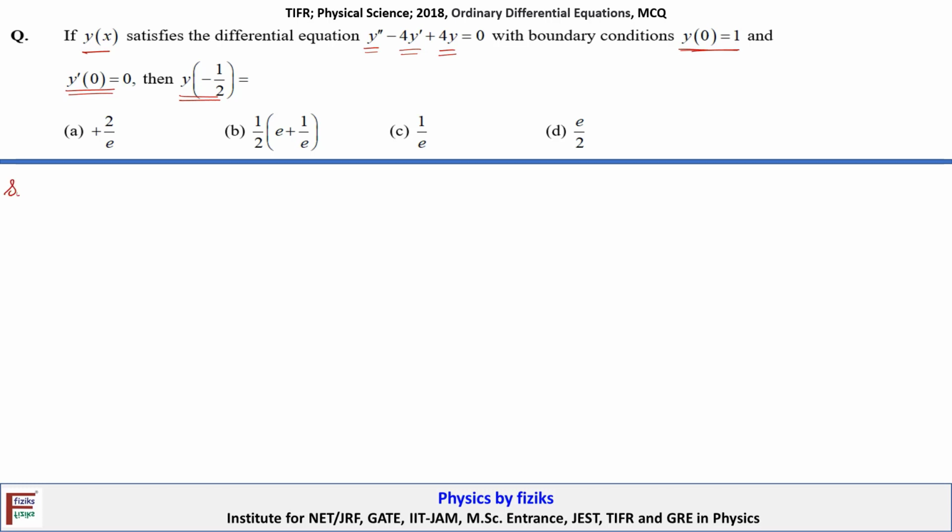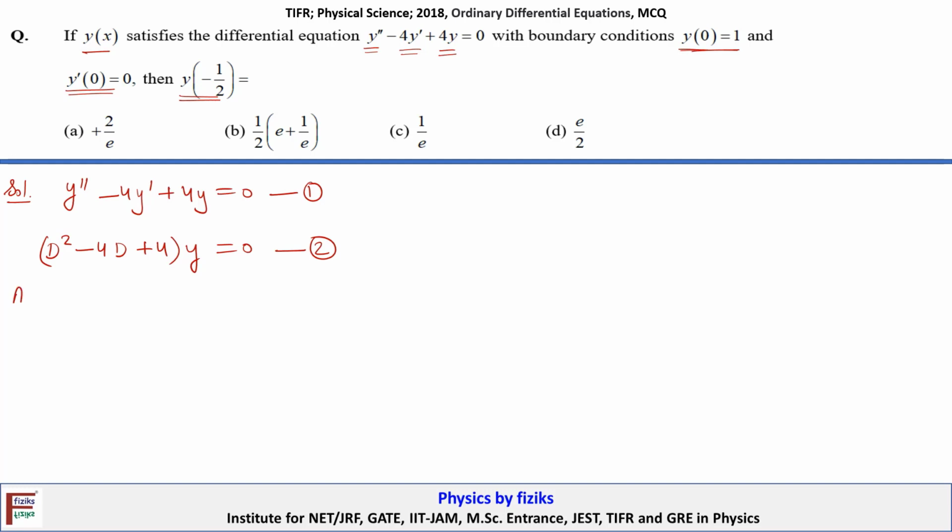Here the given differential equation is y'' - 4y' + 4y = 0. This is equation number 1. Now by substituting y'' = D squared and y' = D, we can write this differential equation in differential operator form like this. This is the differential equation in differential operator D form.